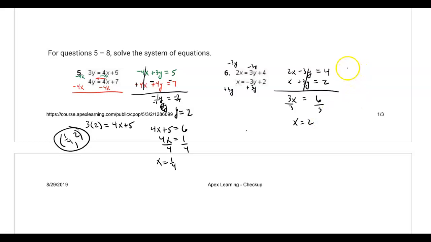If x is equal to 2, right, then negative 3y plus 2, I took this equation here, negative 3y plus 2 is equal to 2, replacing x with 2. So negative 3y, subtract 2, negative 3y equals 0, y equals 0. Ordered pair solution, 2, 0.